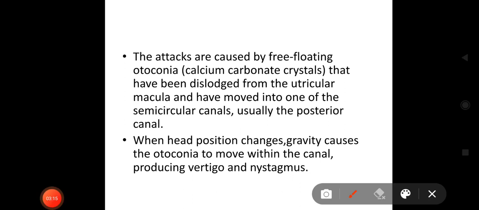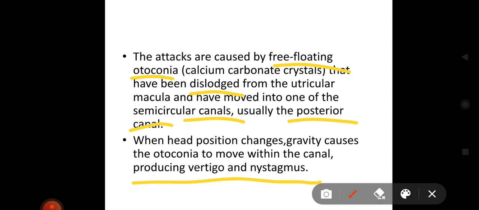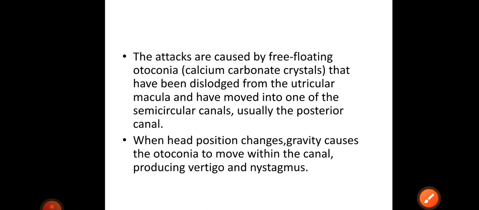The attacks are caused by free floating otoconia, that is calcium carbonate crystals that have been dislodged from the utricular macula and have moved into one of the semicircular canals, usually the posterior canal. And when head position changes, gravity causes the otoconia to move within the canal, and these produce vertigo and nystagmus. So because of the movement of these otoconia, vertigo takes place.